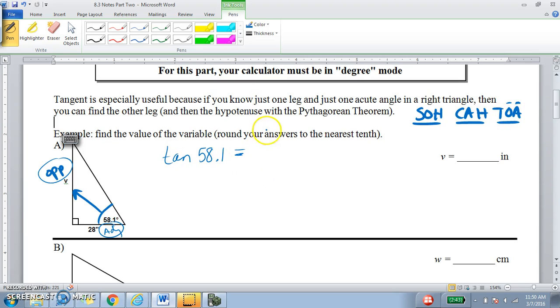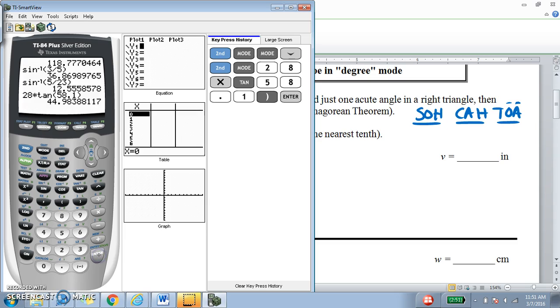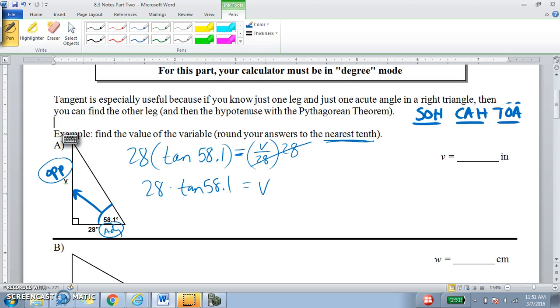So tangent is opposite over adjacent. Opposite is V. Adjacent is 28. So we're going to write V over 28. To isolate the variable, the V, we would need to multiply by 28 to cancel it out from the denominator. So then V would equal 28 times tangent of 58.1. That's exactly what we would type in our calculator: 28 times tangent 58.1. That gives us 44.98, and it says round to the nearest tenth. So if we round that up, 0.98 would round the 9 up, which would round 44 up to 45.